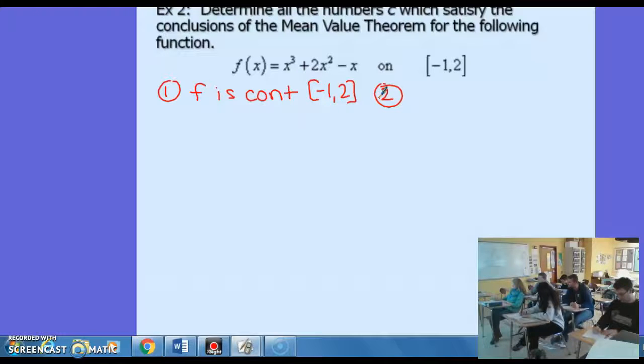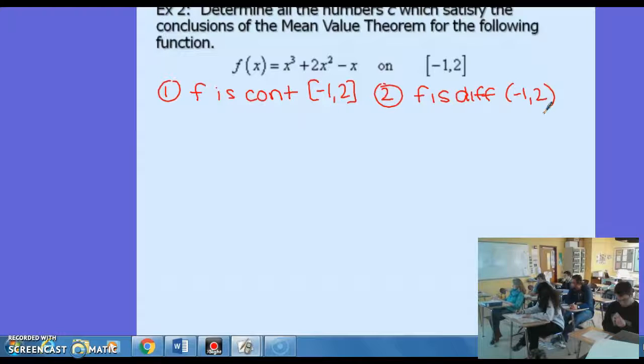If it's continuous, is this function going to have any sharp points? Are there any absolute values or anything in there that's going to make it not differentiable? No, this is cubic. So polynomial functions are going to be continuous and differentiable always. So it is differentiable from -1 to 2. Here's where the 3 is different.